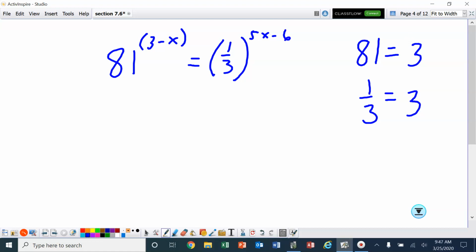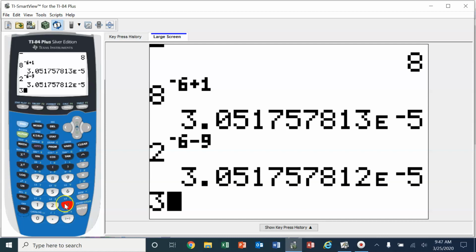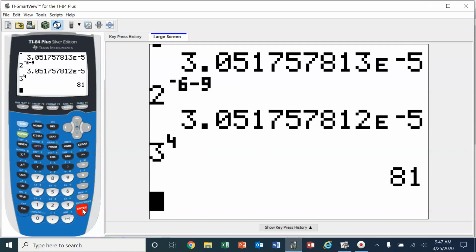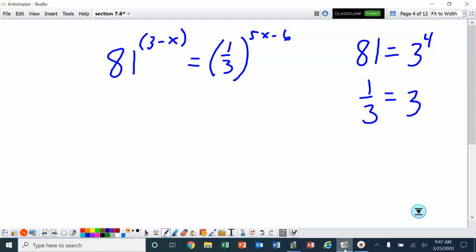You need to know your factors. Well, 81 is equal to 3, I believe, to the 4th power, right? If you have to, double check it. 3 to the 4th power. It sure is. It is 81.